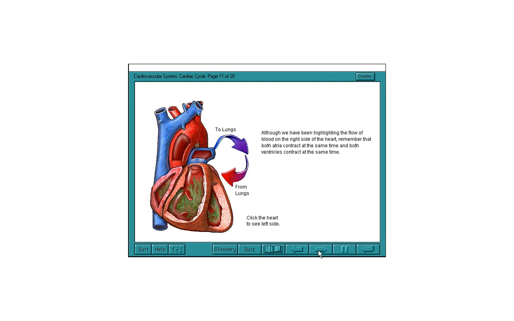Although we have been highlighting the flow of blood on the right side of the heart, remember that both atria contract at the same time and both ventricles contract at the same time.